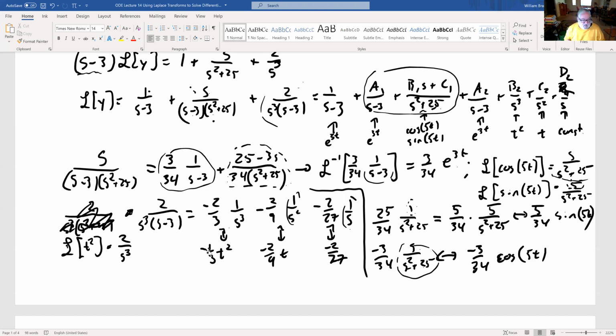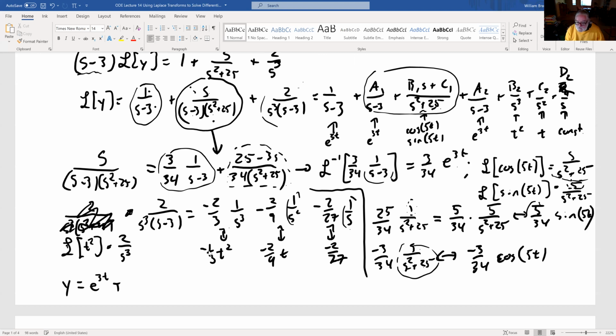Great. So what is y equal to at the end of the road? Y is equal to the inverse Laplace transform of that, which is e to the 3t, plus the inverse Laplace transform of this, which we do by partial fractions. Look that up on Wolfram Alpha, okay? Whenever you need to do partial fractions in the homework, use Wolfram Alpha to get the partial fractions. And that led us to 5 over 34 sine 5t and minus 3 over 34 cosine 5t.